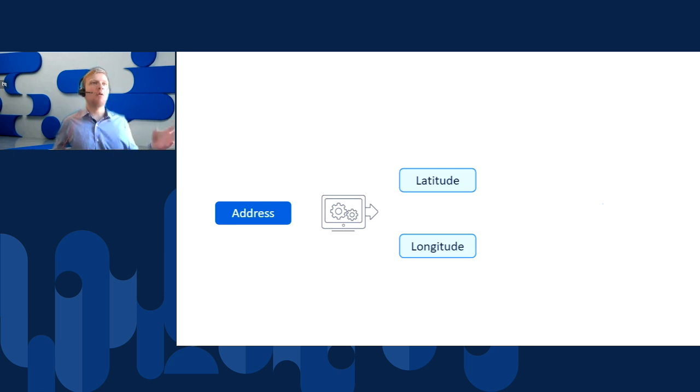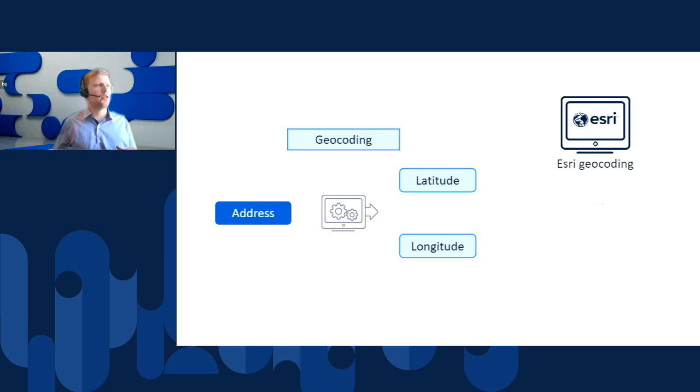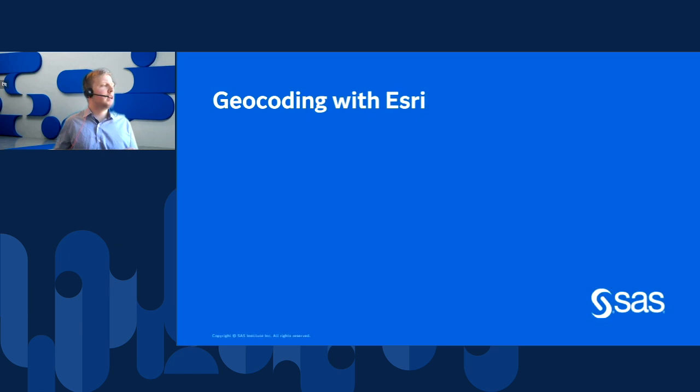Over the next hour, we're going to talk about some of the different ways that we can do that using SAS, both by leveraging our partnership with industry-leading spatial coordinate processors such as Esri, as well as other SAS tools. I'm going to begin by talking about geocoding via our partnership with Esri.